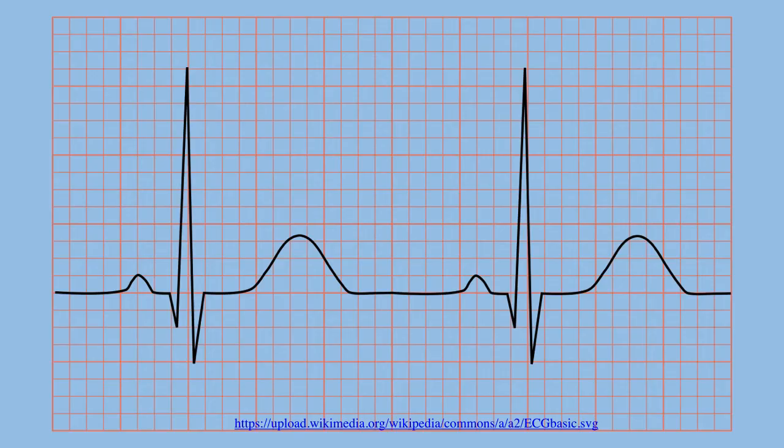So just to remind you, this is the normal strip of the ECG with the normal P wave, QRS complexes, ST segment, and T wave. This is how the normal one looks like.